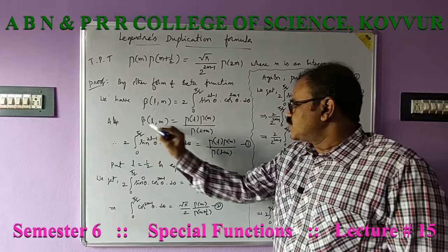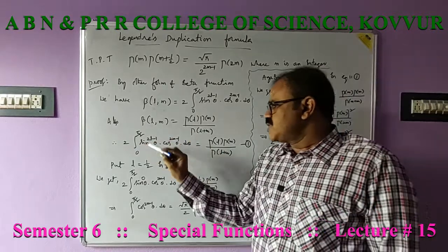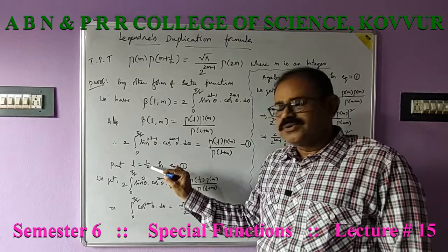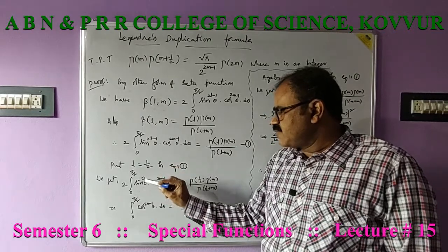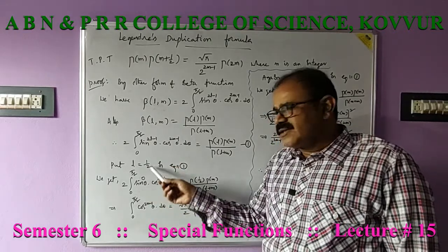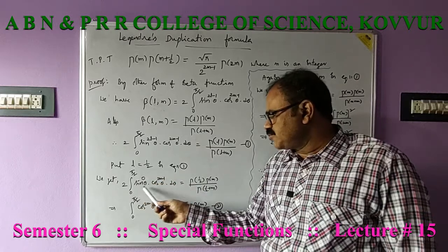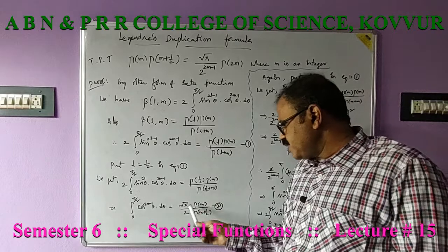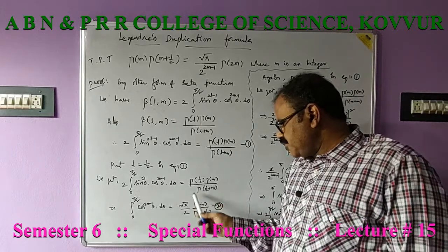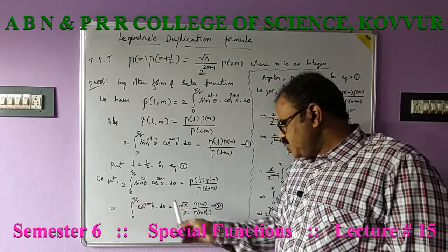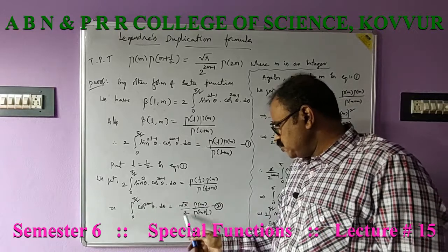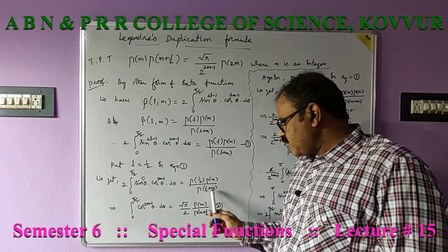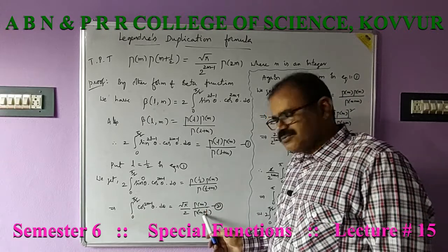So in this equation 1, in place of L, we substitute 1 by 2. Therefore, you get sin to the power of 0 theta means 1, 2 into integral 0 to pi by 2. If you send that 2 to the right hand side, that will become gamma 1 by 2, which is root pi. The 2 is sent here, so root pi by 2, gamma m by gamma of 1 by 2 plus m, or m plus 1 by 2.